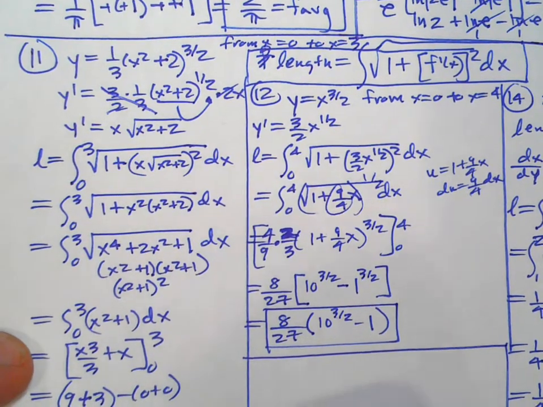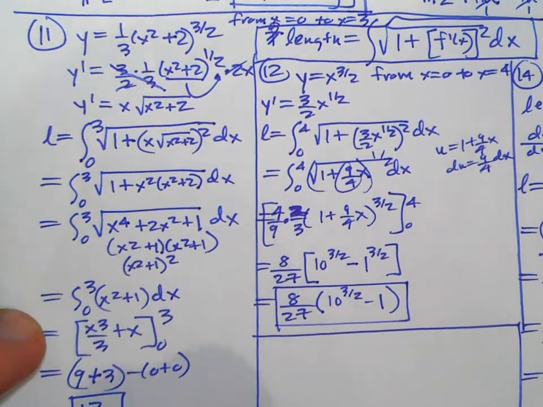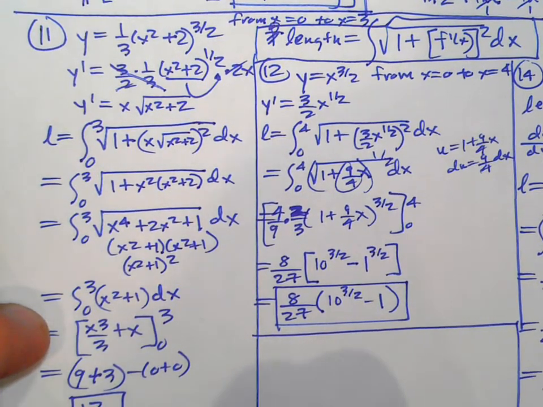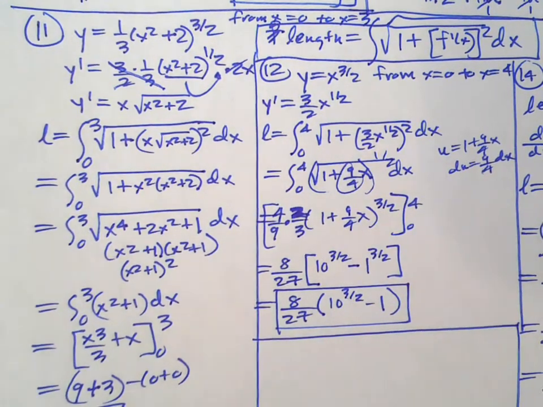36 says, find the length of the curve 2/3 x to the 3 halves from x equals 0 to x equals 8. I'm just going to do this on a separate sheet. Really, I'm just going to try and fit it all on one sheet of paper, but I don't think that's going to happen. It's fine.